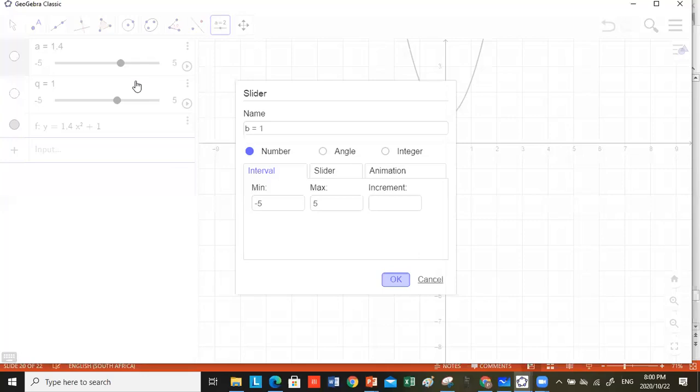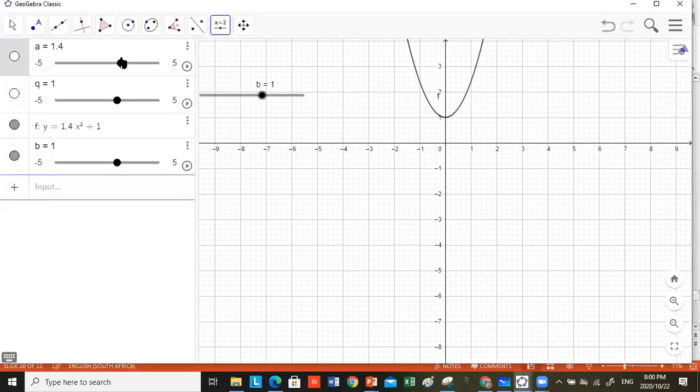You see now, if my a is increasing, the graph is closing down. If it is decreasing, it opens up until it becomes 0.